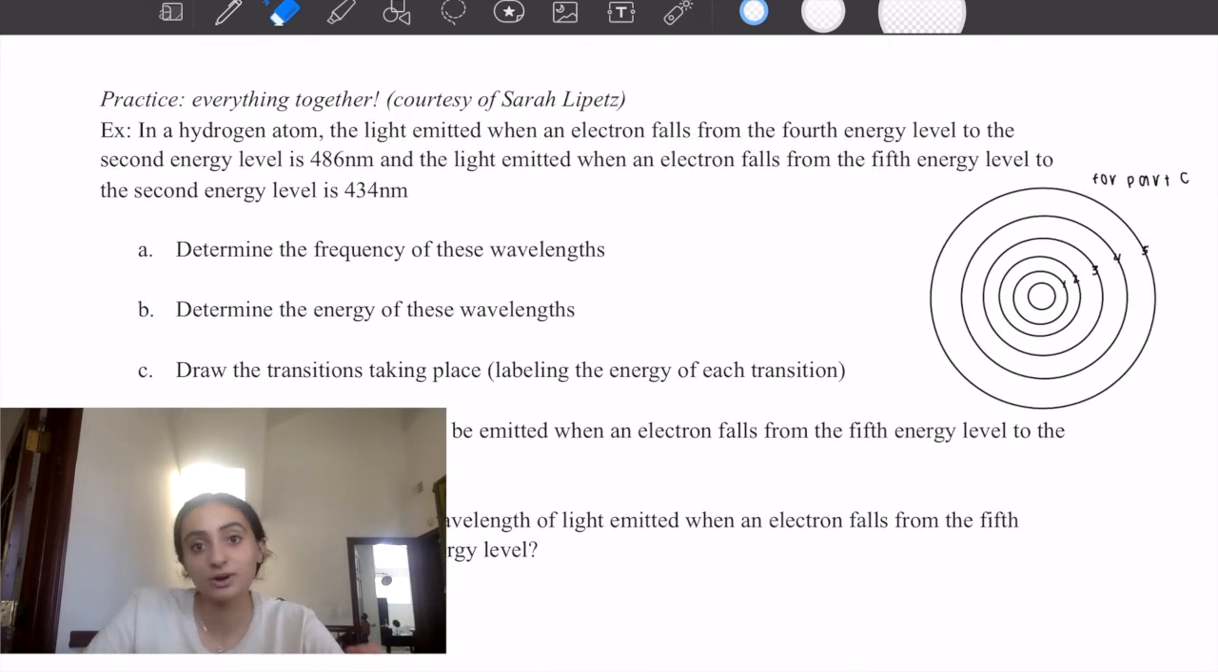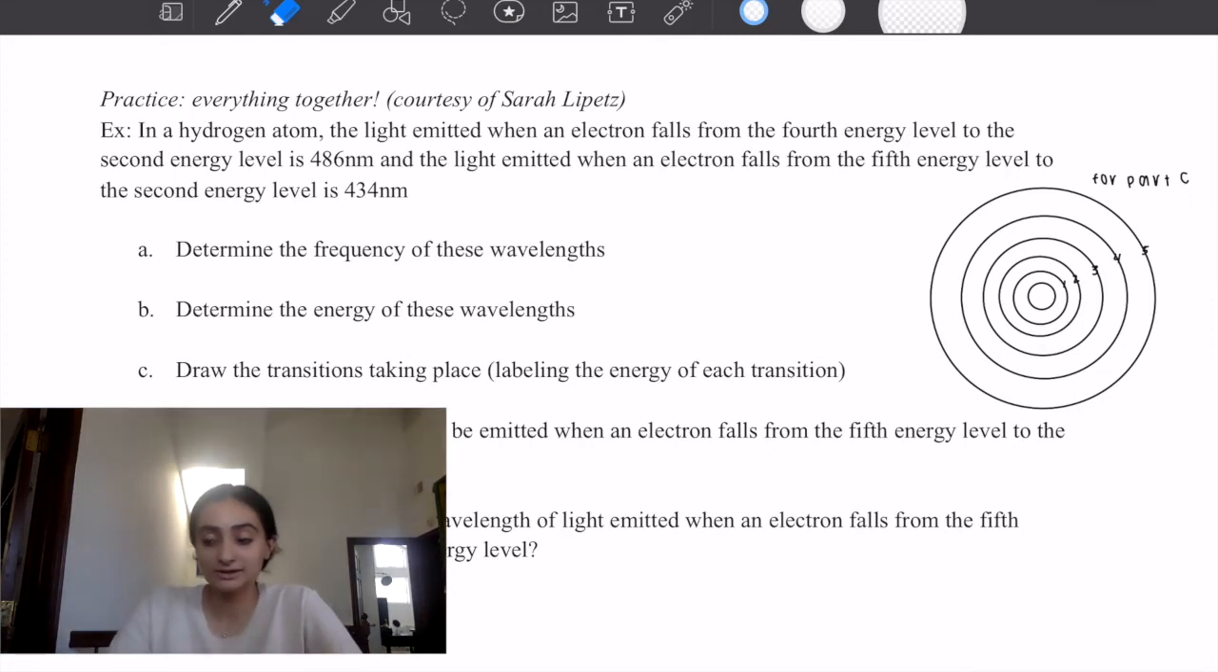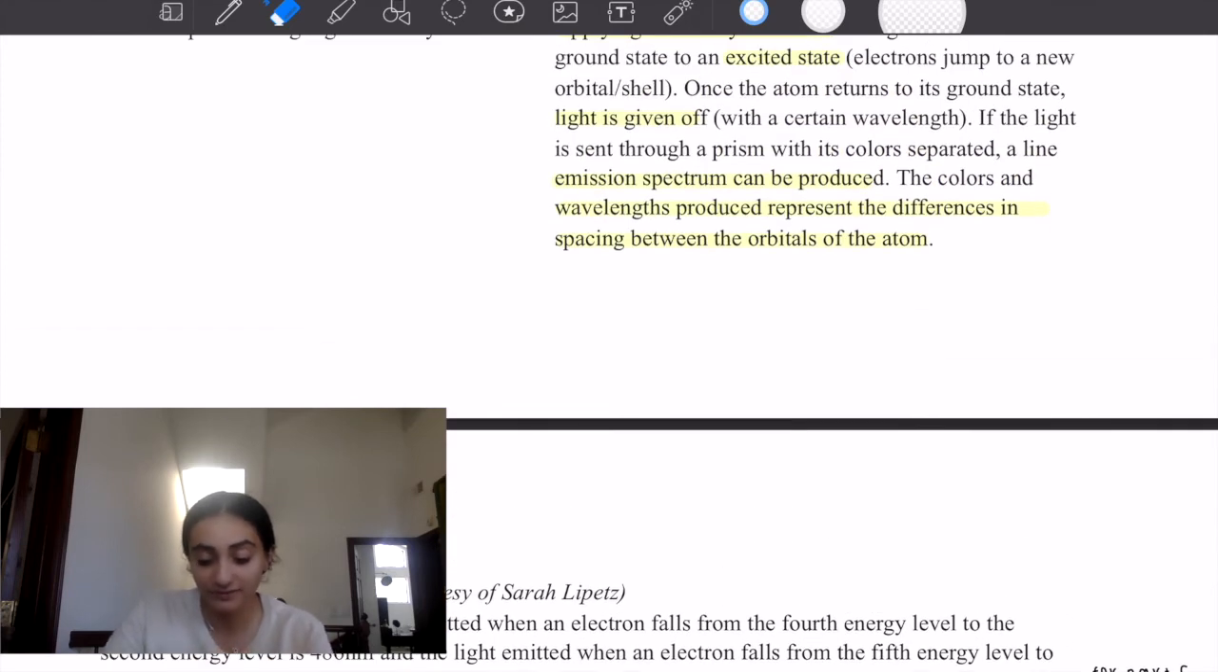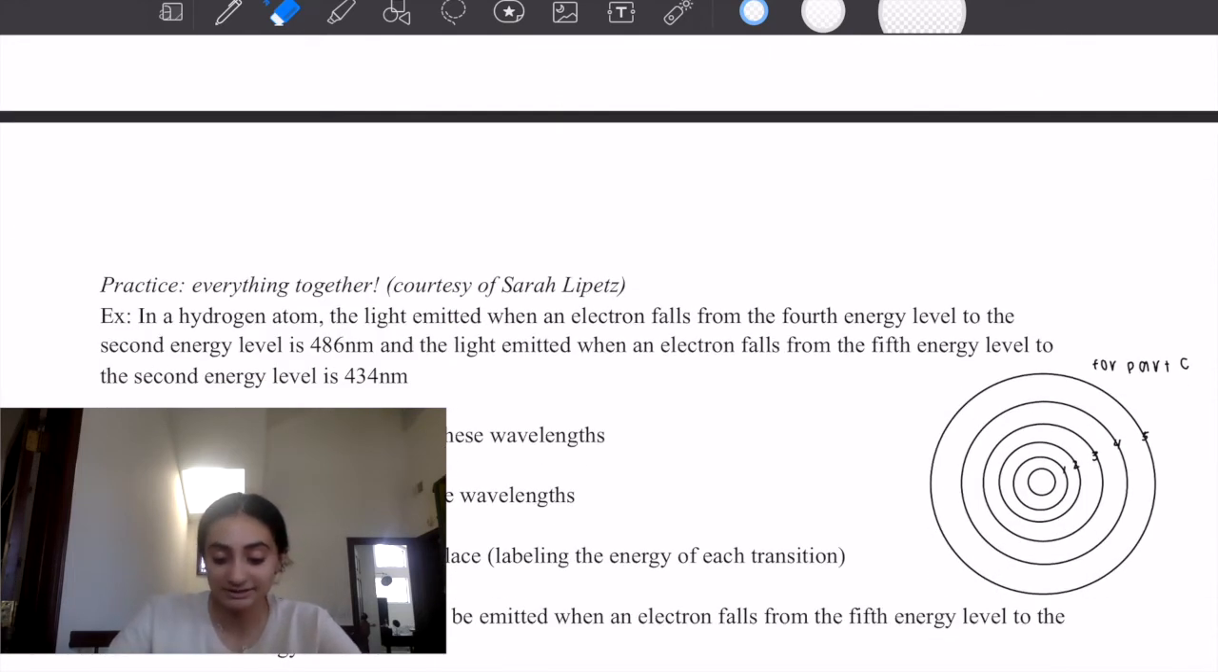Electricity was applied to a hydrogen atom, and one electron jumped to the fourth energy level, and another jumped to the fifth energy level. Now, both of those electrons have come back down to their regular orbitals, and light has been emitted. And the wavelengths of each of those distances have been measured, and as you can see, the colors and wavelengths produced represent the differences in spacing between each orbital. So we have a difference in spacing between the fourth and the second, and the fifth and the second.